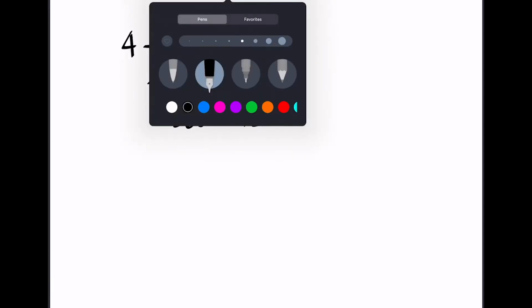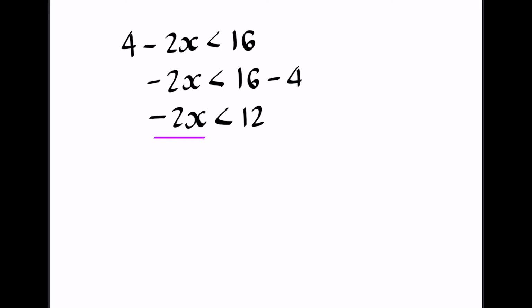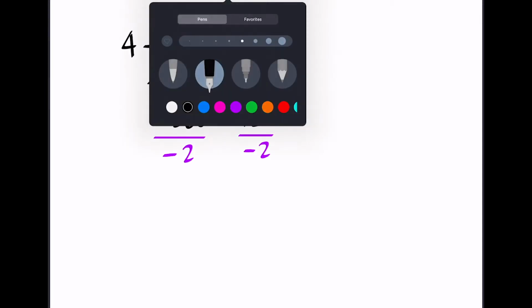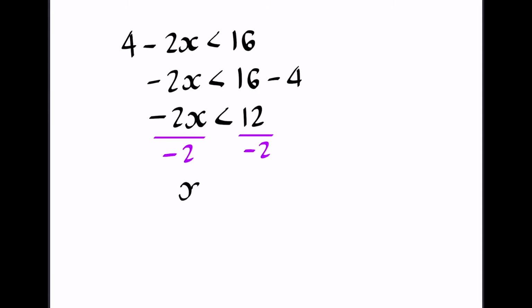I don't want a minus 2x, I want an x by itself. So to get the x by itself, I'm going to divide both sides by negative 2. But now I'm dividing by a negative, which means my crocodile teeth are going to flip around. So negative 2x divided by negative 2 is x, and 12 divided by negative 2 is negative 6. But my inequality sign was facing the right-hand side. When I divided by that negative, now it's going to flip around and face the left-hand side. So x is now greater than negative 6.